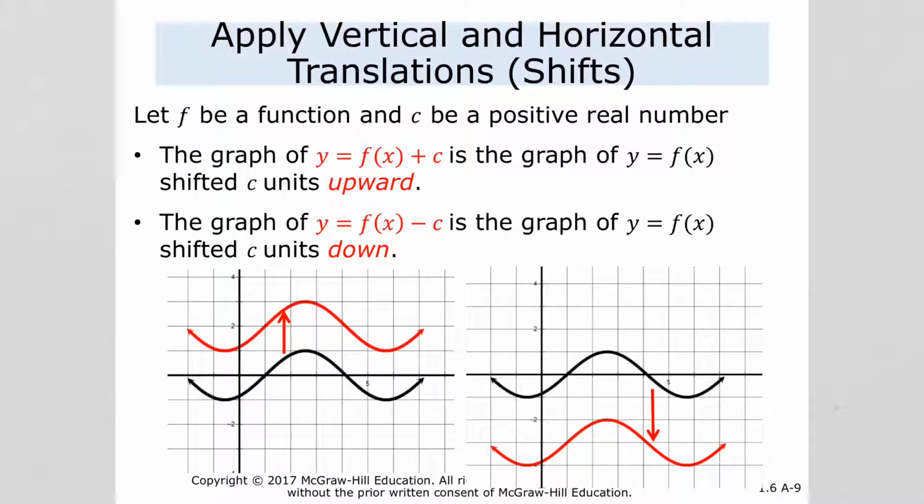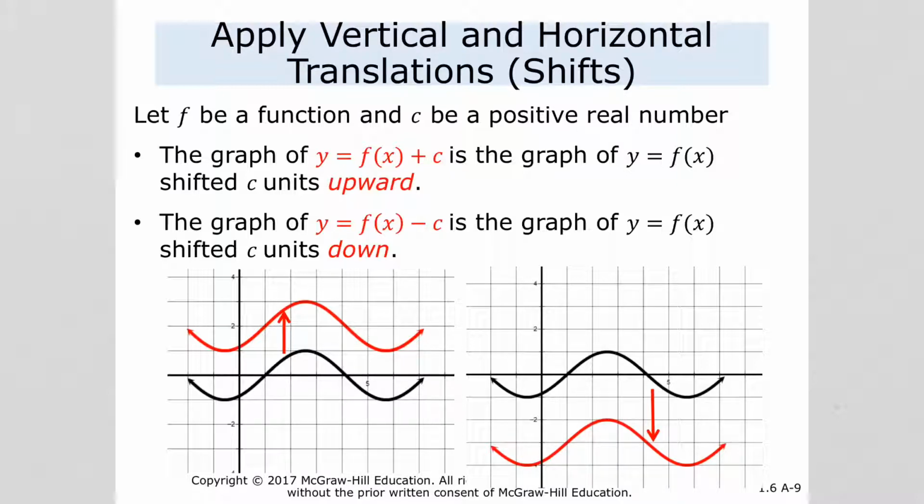Okay, so there are several translations we're going to have here. Every single graph we look at takes one of those common graphs we call parent functions and moves it up or down, right or left, or vertically stretches or shrinks, or horizontally stretches or shrinks. Or it could reflect about the x or y axis. So, several different things could happen to that parent graph to change it. The first one we're going to look at is vertical and horizontal translations.